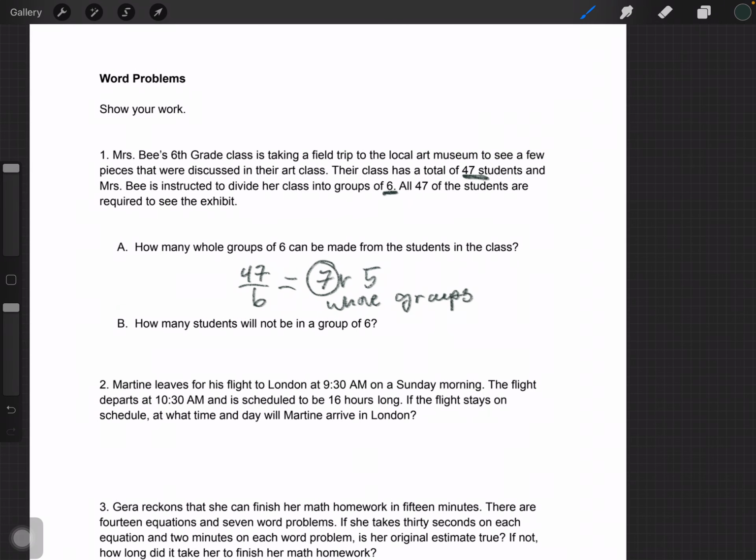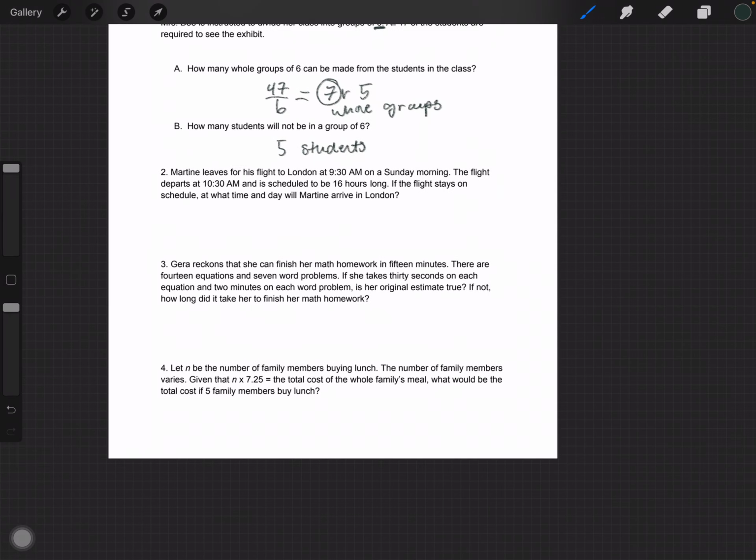And B says how many students will not be in a group of 6. So groups of 6 are 7. There are 7 of them, and there's only one group of 5. Okay, I'll do the last one as well.